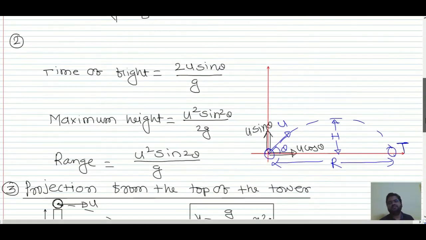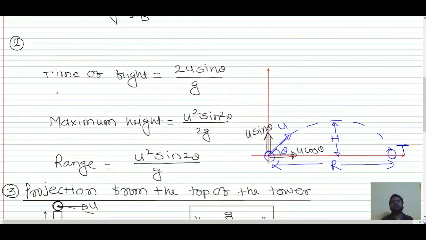So now the second one: the time of flight, maximum height, and the range. What is the time of flight formula? It is 2u sin theta by g. The maximum height formula is u squared sin squared theta by 2g, and the range formula is u squared sin 2 theta by g. These three formulas are important. U is the initial velocity, theta is the angle of projection, and g is the acceleration due to gravity.